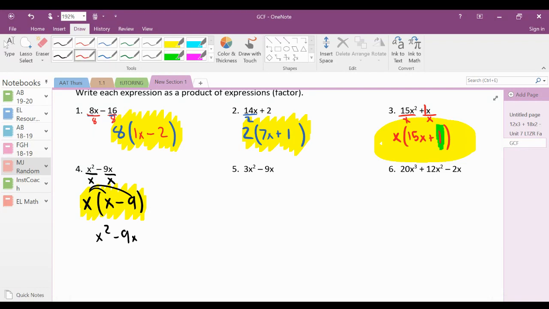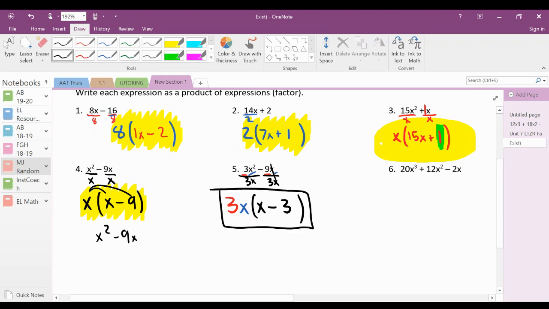Number 5, they have both a numerical common factor of 3, and as far as the x squared and the x, I can factor out just a single x. Now, to see what's left inside the parentheses, I divide both terms by 3x. 3 divided by 3 is 1. x squared divided by x is x, minus 9 divided by 3 is 3. x divided by x cancel, and I'm left with x minus 3 inside. 3x times the quantity of x minus 3.